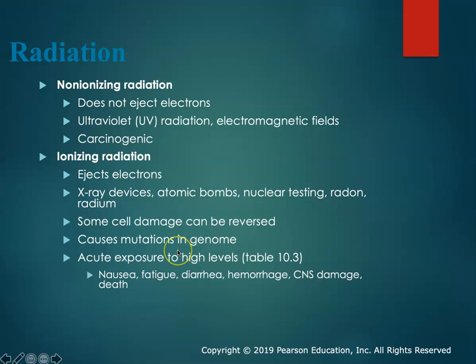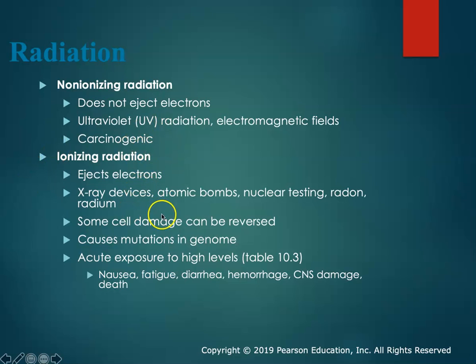Radiation is also something that will affect cells, right? There are 2 different types. Again, I think we mentioned this in our environmental factor chapter. Non-ionizing radiation doesn't eject electrons. This is UV radiation, electromagnetic fields. It can, though, be carcinogenic. We know exposure to UV light can induce DNA damage and can lead to skin cancers.